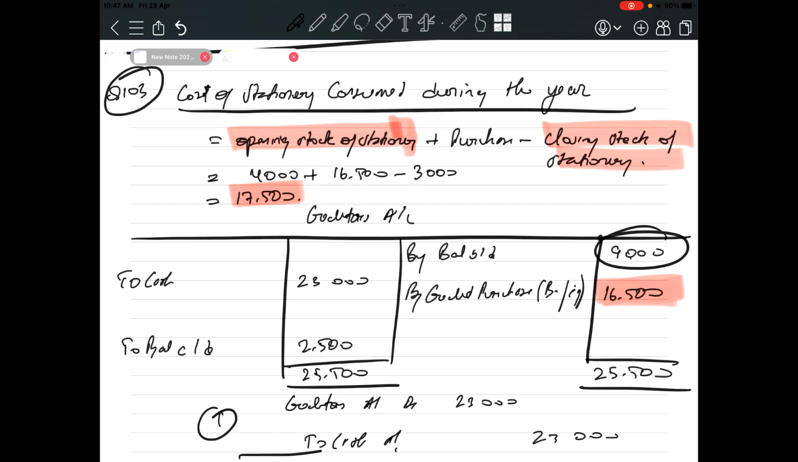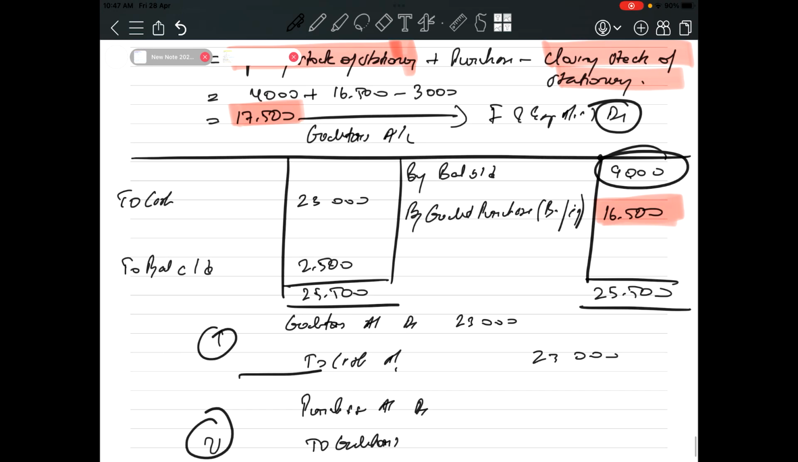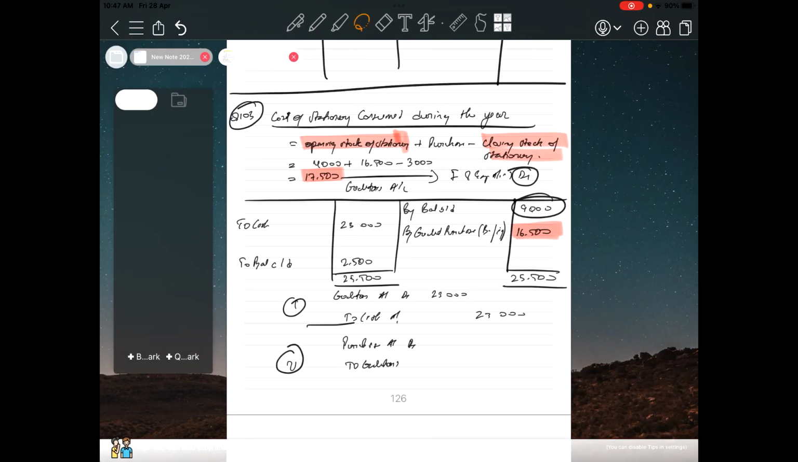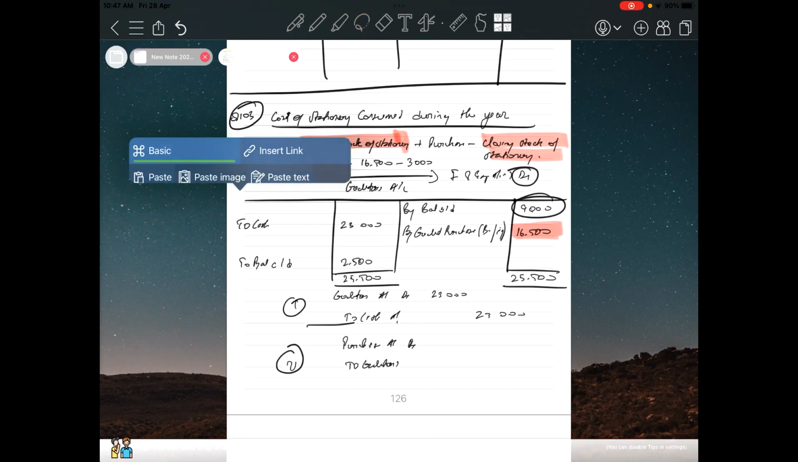So this 17,500 will be transferred to the income and expenditure account, debit side, right? So I hope this is clear to you. Okay, now if you want, you can wait, let me just clean this up.